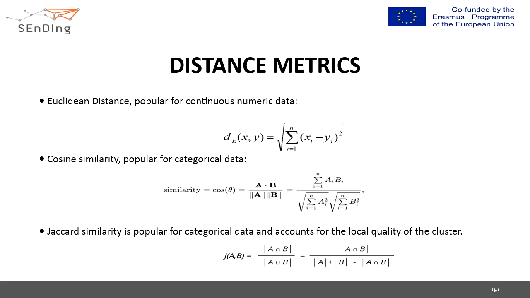Euclidean distance is very popular for continuous numeric data. It is calculated as follows. The cosine similarity is popular for categorical data. Finally, the Jaccard similarity is popular for categorical data and accounts for the local quality of the cluster.